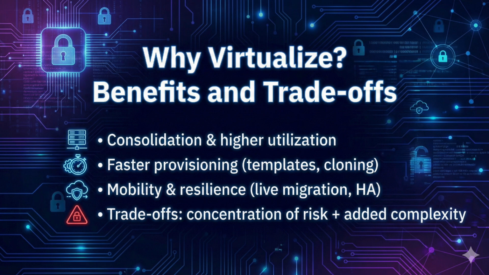Features like live migration, high availability, and automated restart mean a VM can move away from failing hardware or restart on another host. Now the trade-offs. Virtualization concentrates risk. A compromised hypervisor or management server can impact dozens of VMs. It also adds complexity. Virtual switches, shared storage, and automation tools are powerful, but misconfiguration is common. So think of virtualization as trading hardware problems for platform problems. The good news is we can secure it systematically, layer by layer.